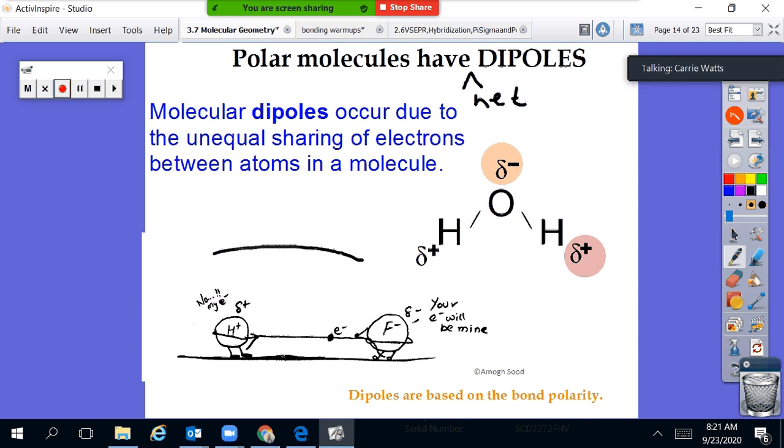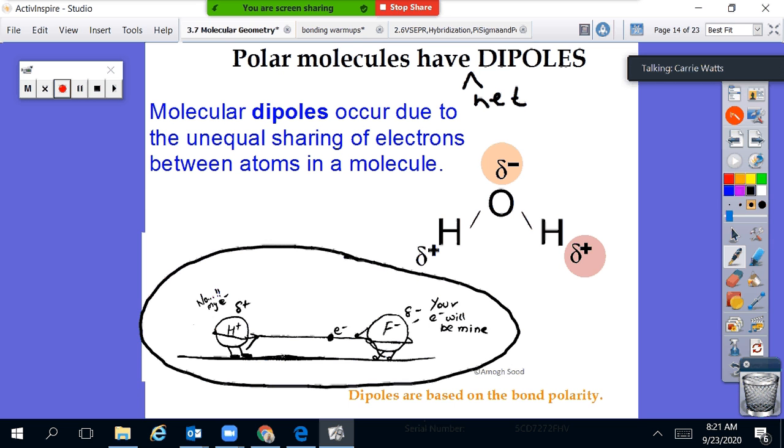This cartoon is my favorite because it really shows the unequal sharing. Now, obviously, HF only has one bond, so the bond is polar covalent, and you would draw the dipole towards the more electronegative atom, which would be the fluorine. Then you draw the little charges showing that the H is more positive and the fluorine is more negative. Since this only has one bond, if the bond is polar covalent, then the whole molecule is going to be polar.